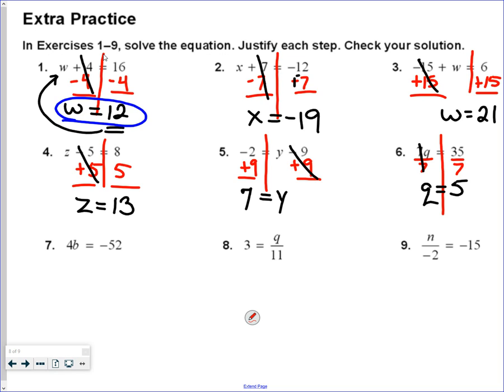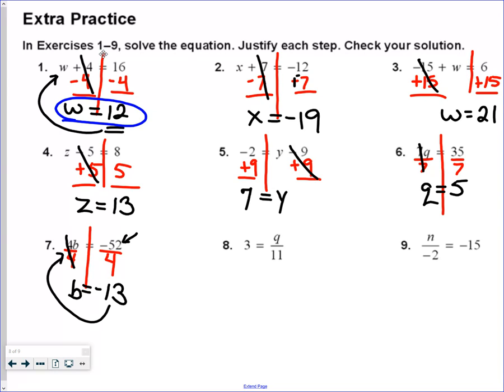Okay, same thing here. It's a division problem, so I'm going to divide by the number that's attached to the variable. So those can cancel to be a single 1. And now get your calculator out if you need to. I'll double check. Actually, in mine, I am doing it. Negative 52 divided by 4, and you get negative 13. And if I want to double check that, I just put 4 times negative 13 to see if it gives me negative 52.